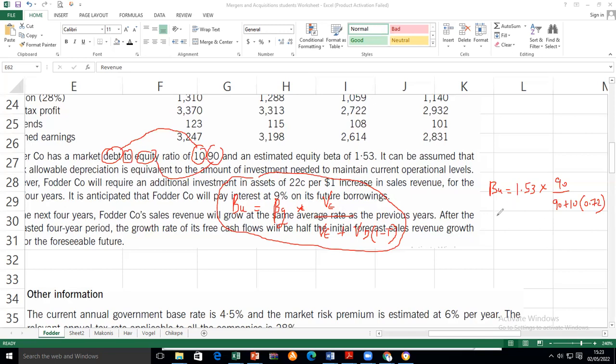So what is our asset beta? Is there a potential for a mistake? When people are simplifying here, some start by saying 90 plus 10 and multiply by 0.72. That is wrong. The correct approach, you start from this side. 0.72 multiplied by 10, that's 7.2. Plus 90, that's 97.2. So now you go 90 over 97.2 multiplied by 1.53.